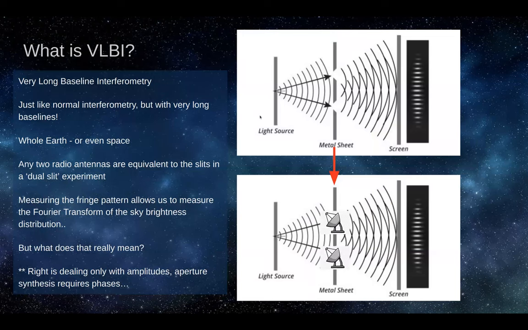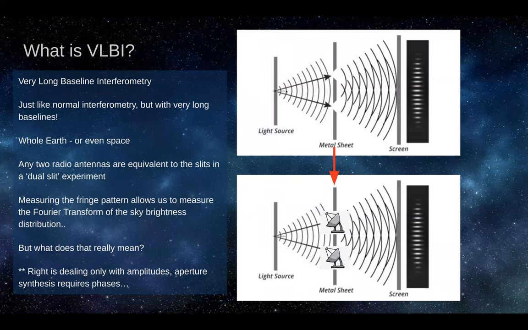So what is VLBI? It's just like normal interferometry, which we haven't really covered yet, but just with very long baselines. So we can use the entire Earth for this. In fact, we can even go into space. And so one way to think about what we're doing is that any two radio antennas are equivalent to the slits in the double slit experiment. So the classic Thomas Young interferometry experiment.